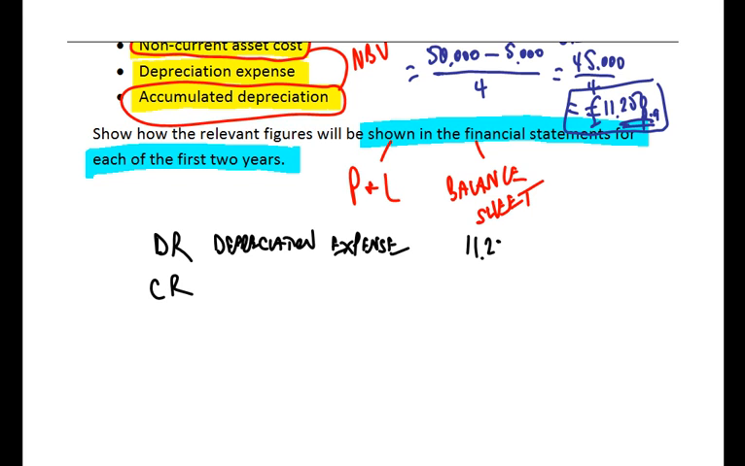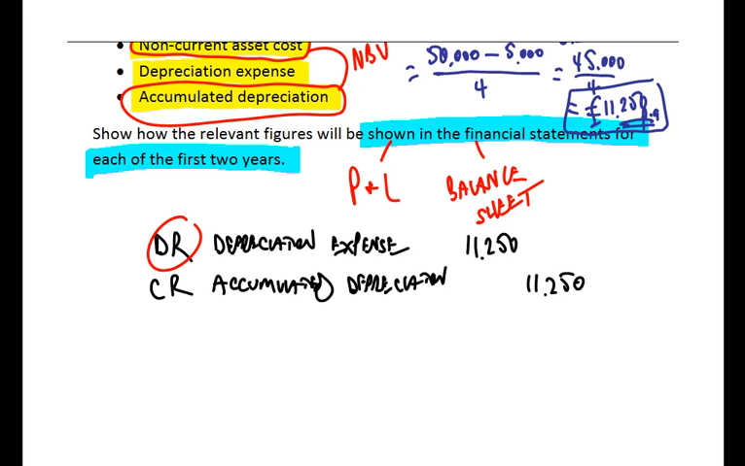That will be 11,250, and that's a debit entry because you would expect expenses to be debit entries. And we credit the accumulated depreciation by the same 11,250. Obviously my double entry needs to balance, and that credit entry that we're posting, what we're going to see is that's ultimately going to be reducing the value of the asset on the balance sheet.